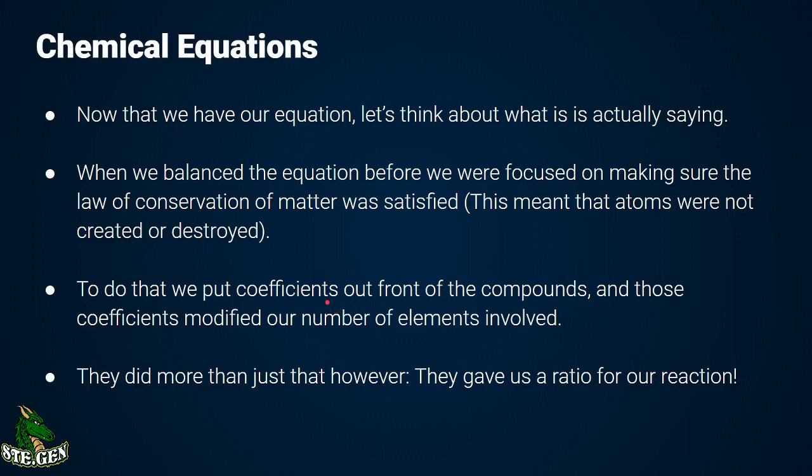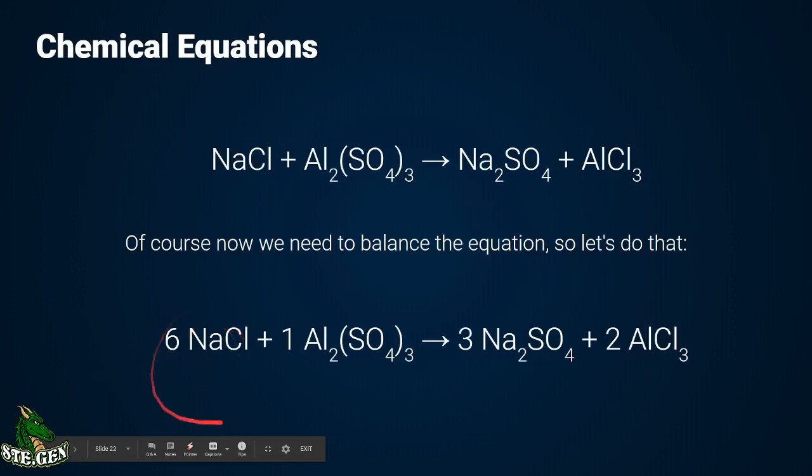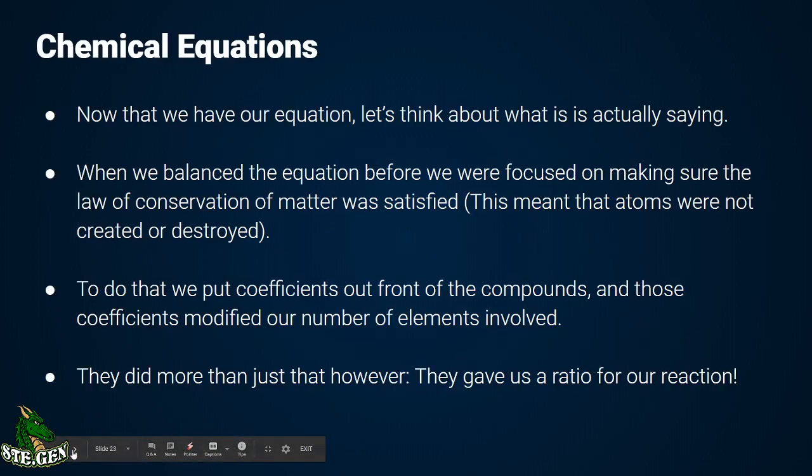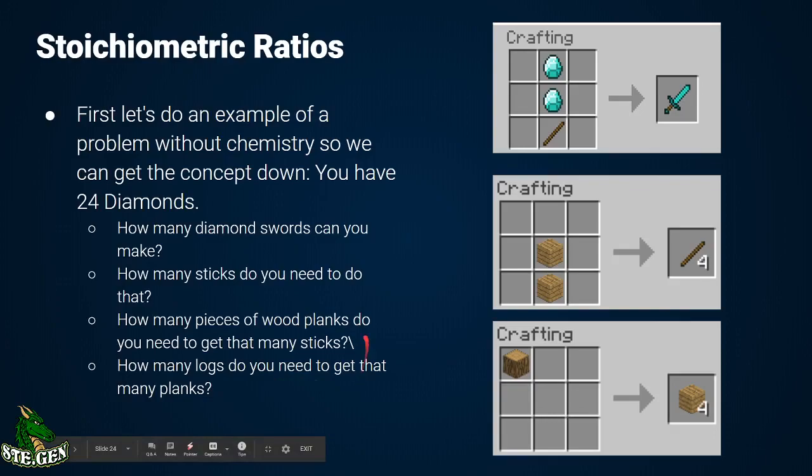But you actually did more than just that. Those numbers out front actually give you a ratio. This is a ratio here. You've got 6 NaCls, 1 Al2(SO4)3, 3 Na2SO4s, and 2 AlCl3s. These are ratios that can compare to each other. And this is why we get to our Minecraft example.